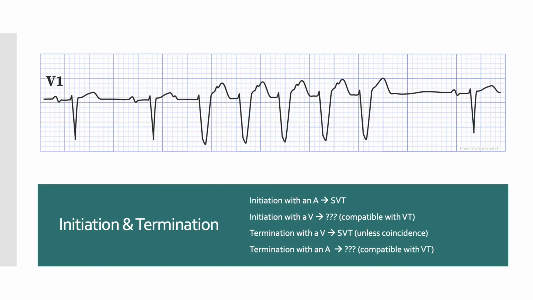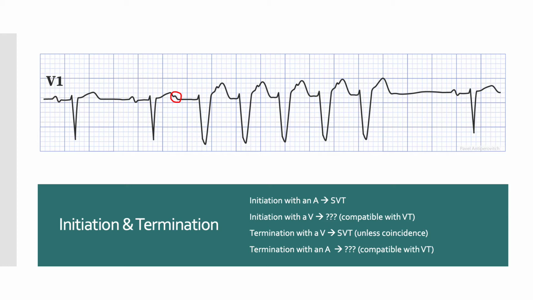As a general rule, VT does not initiate with an atrial activation. In this example, we see a wide complex tachycardia. The very first event of this tachycardia is this P wave. It's a PAC. So this PAC initiates the tachycardia, which means that it is almost certainly SVT. And this patient likely has wide QRS due to a rate-related bundle branch block.